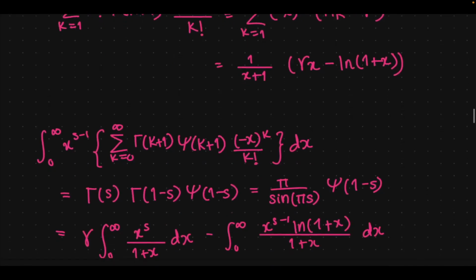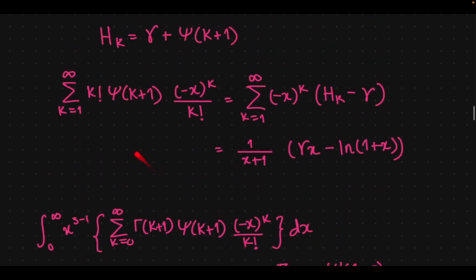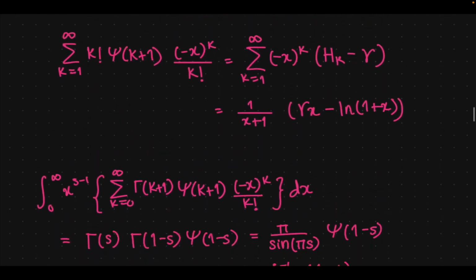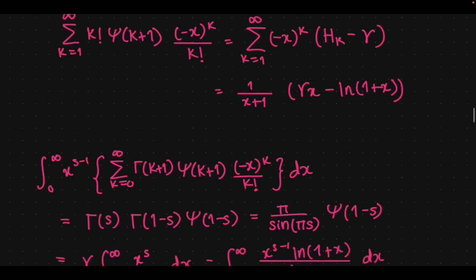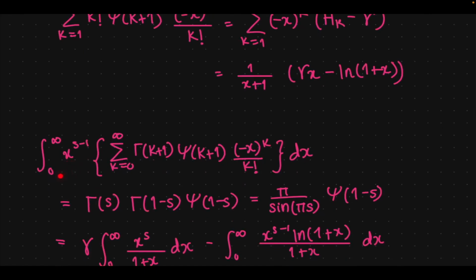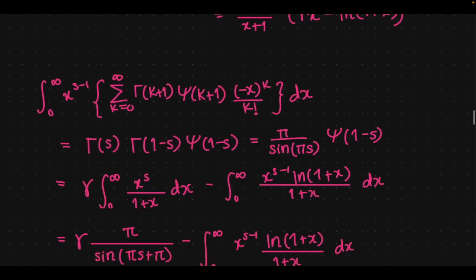Fair enough. Moving on. We can write the k factorial as gamma of k plus 1, and then we just sum from 0 to infinity, gamma of k plus 1 digamma of k plus 1 minus x to the k over k factorial. And we have the integral 0 to infinity x to the s minus 1 dx, which using Ramanujan's master theorem is just gamma of s, gamma of 1 minus s, digamma of 1 minus s, which equals pi over sine of pi s times digamma of 1 minus s.